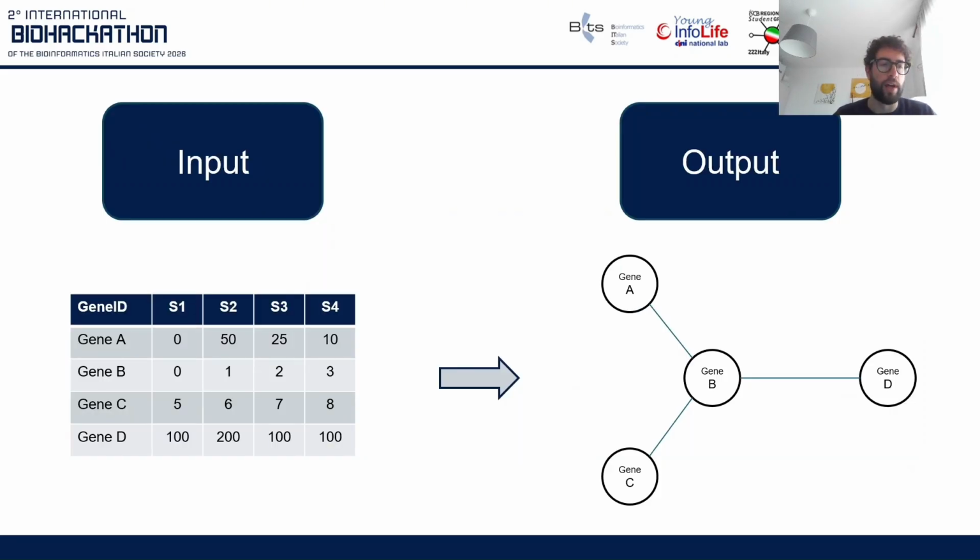So this is what we are presented with: an expression matrix with genes and some samples and the relative expression values. What we want is a network, a series of links between these genes that actually tell us how the genes are related to each other.